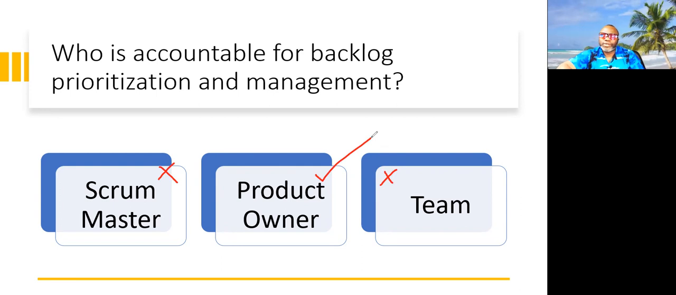Now, the product owner could bring in other people to participate as people who give ideas when it comes to prioritization and management, when it comes to backlog refinement, but the ultimately answerable person is the product owner. All right, let's go to our next question.